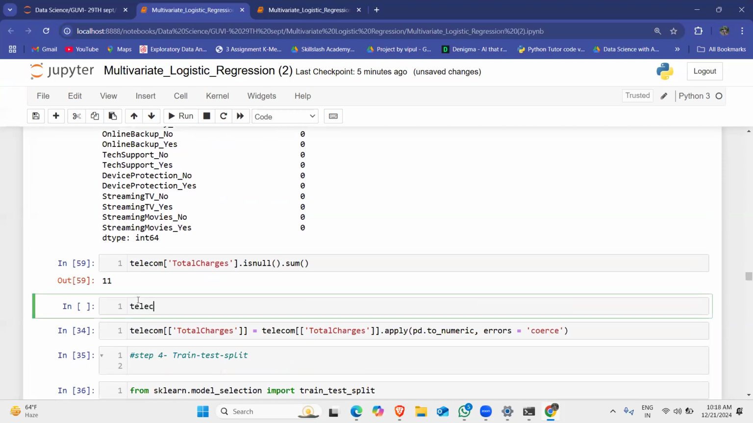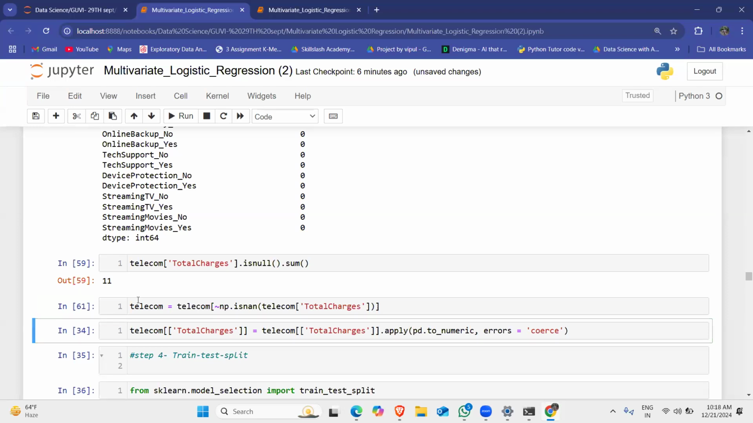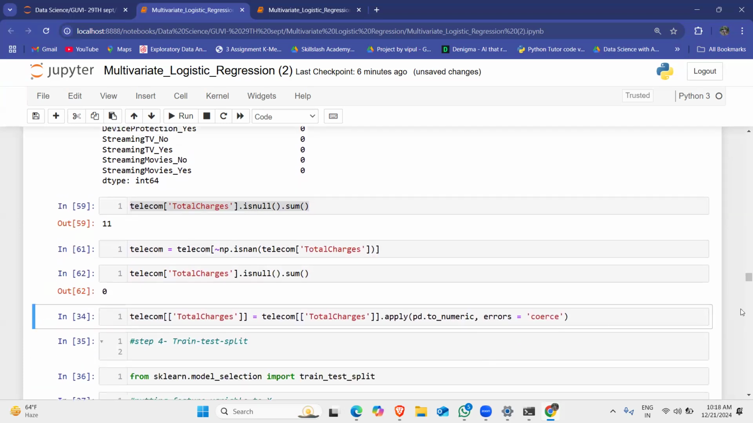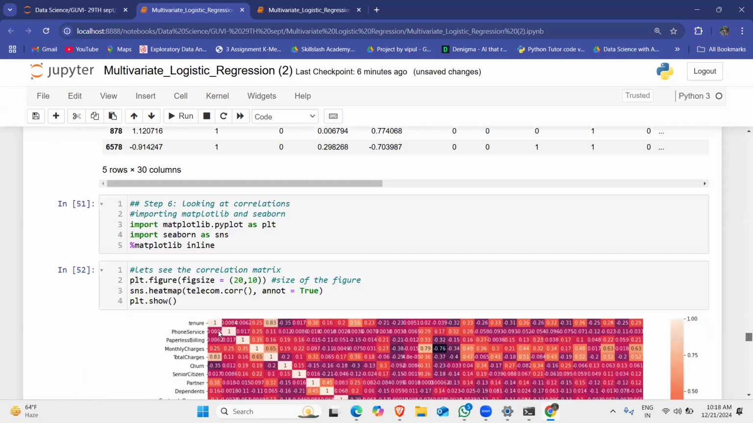So I'll write down telecom is equal to telecom data of this np.isnan. So I am removing null values by using the negation approach, right? We already have discussed this. So total charges column, and I'll just close this. And then if I just simply check null values in this, I will not be having null records. Perfect.